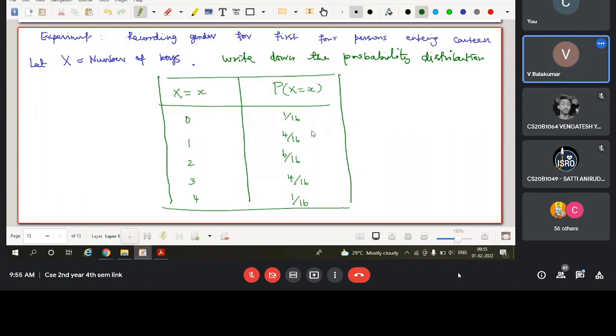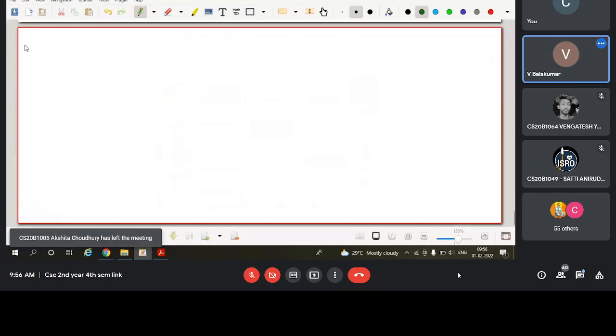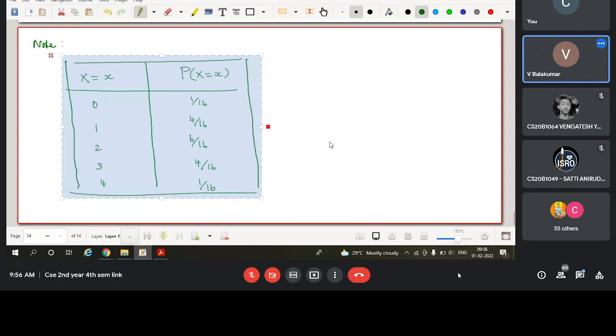Now, is there any other thing we want to realize from here? We can draw the picture for this. Maybe in the next slide we will draw that. The same thing whatever we have written here, just we want to note. The probability distribution we have already written.